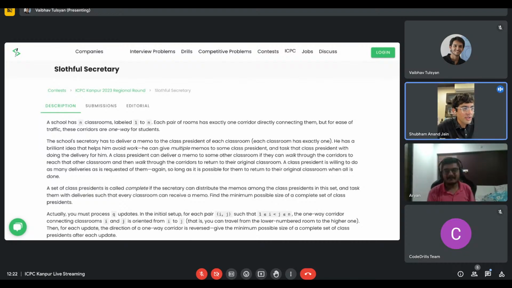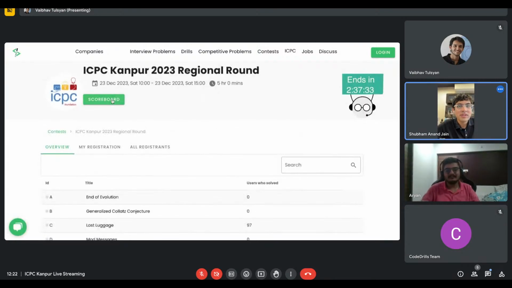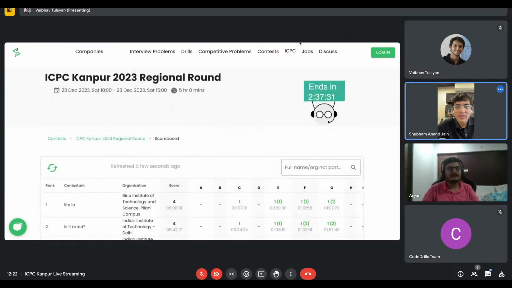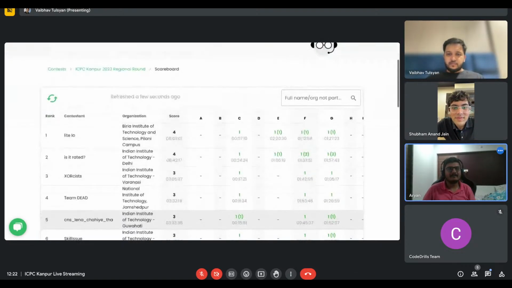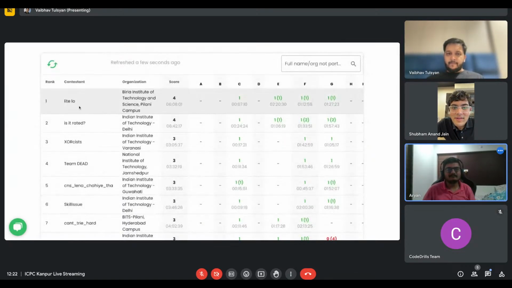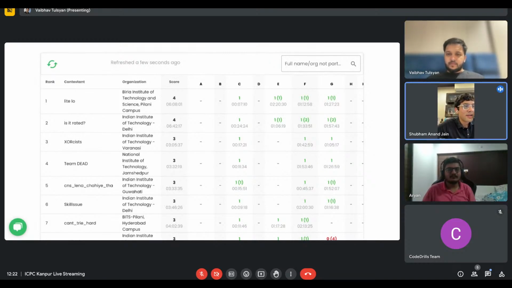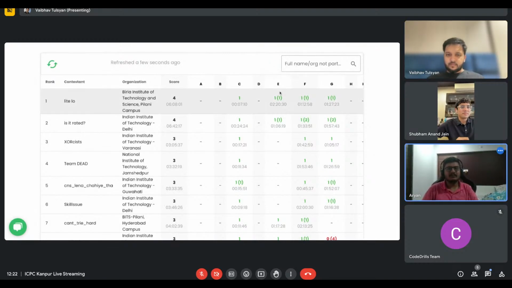I also just noticed that another team from Bits Pilani is now leading the scoreboard because they have lesser penalty. They've also solved the same four problems. And they have a 34-minute lead, it seems like.